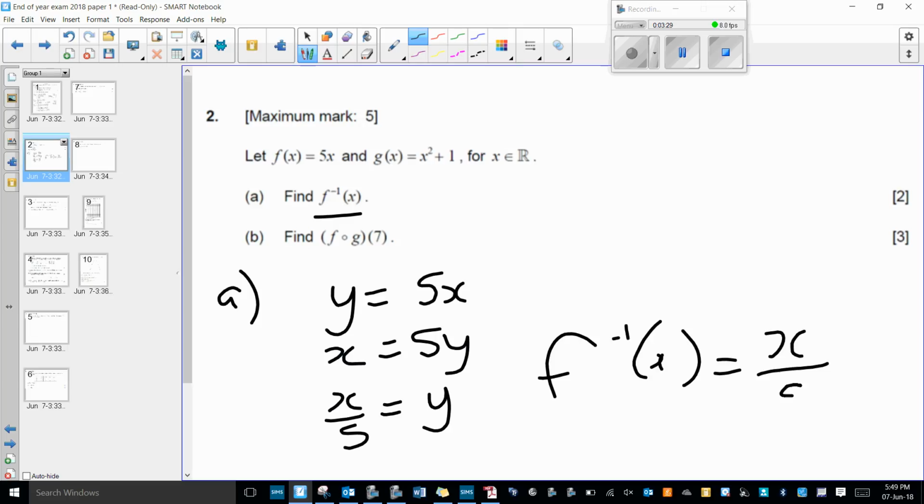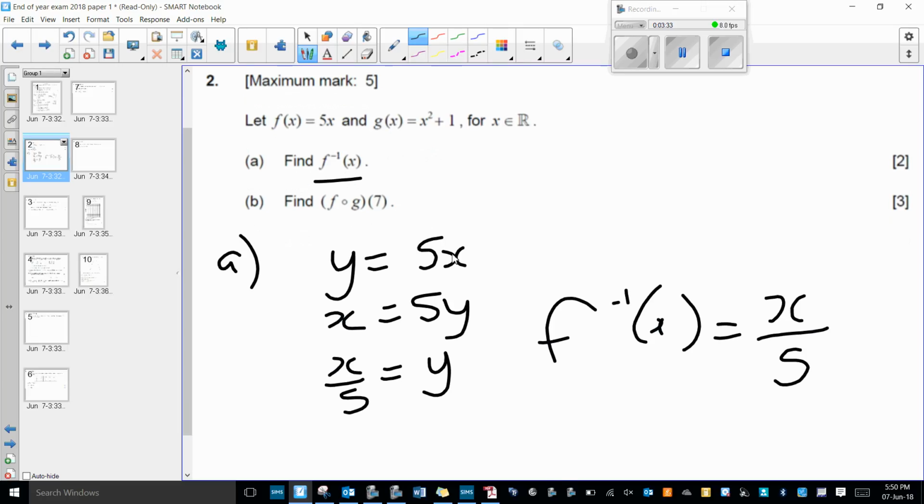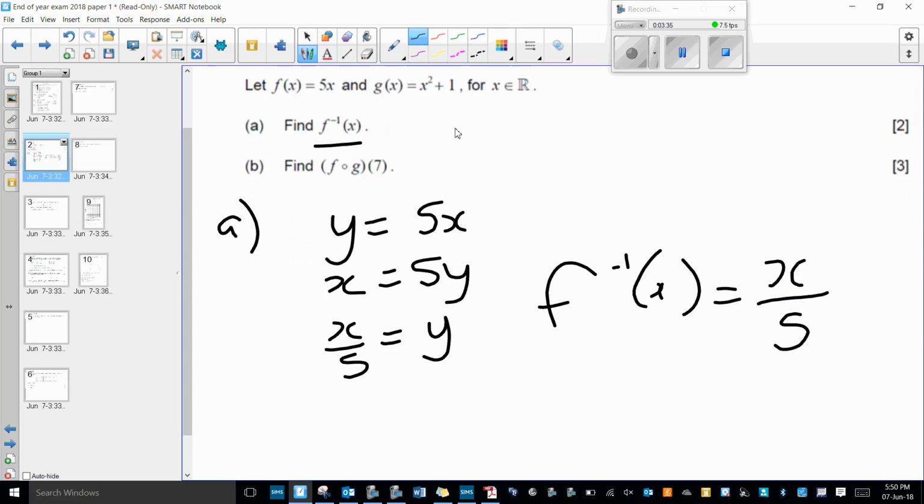Find fg(7). Okay, so you've got a couple of ways you can do this. You can find fg(x) and then substitute 7. But when they do have a substitution of a value, it's always easier to actually just find those numbers and substitute them in.